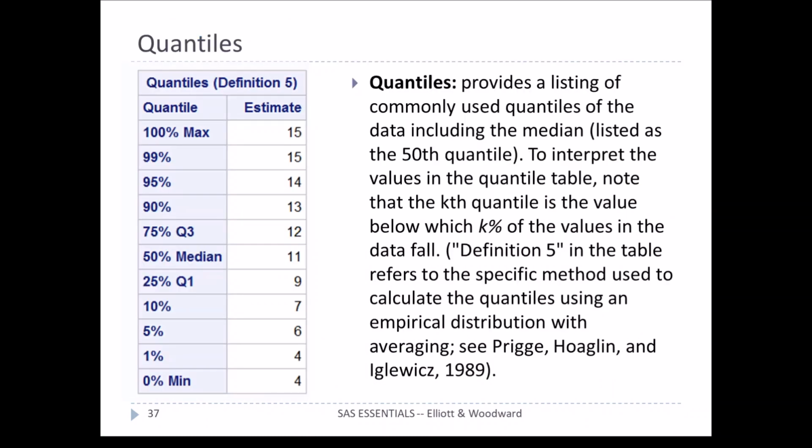It also reports the quantiles. So here we have a number of quantiles from 0, or the minimum, to 100%, the maximum. So 11 is the median value there, so we can easily see various values along the range of quantiles.